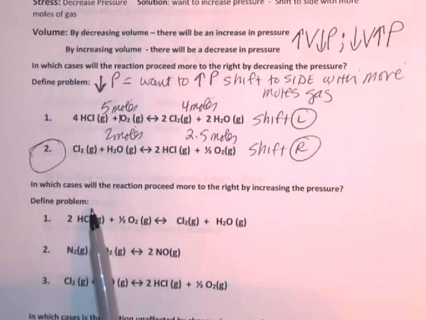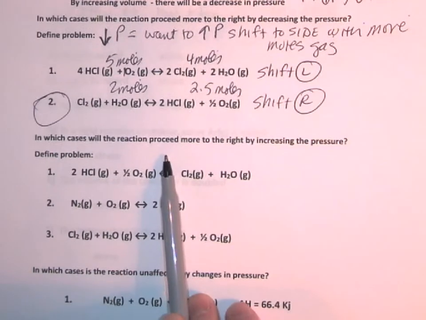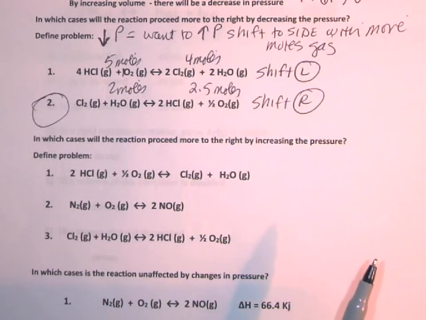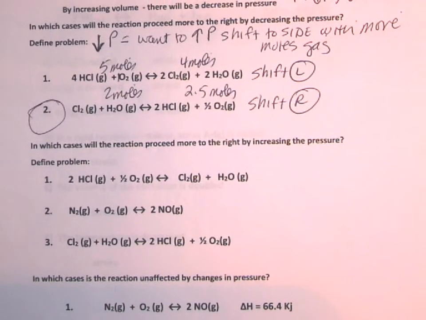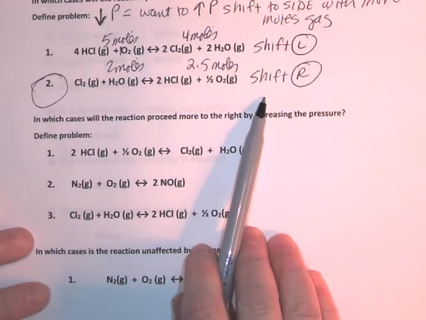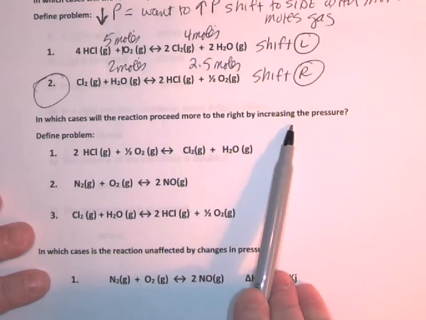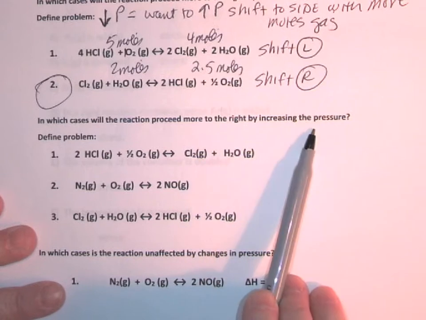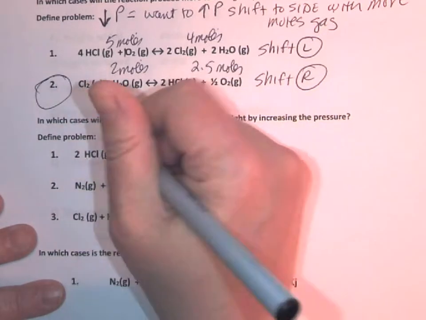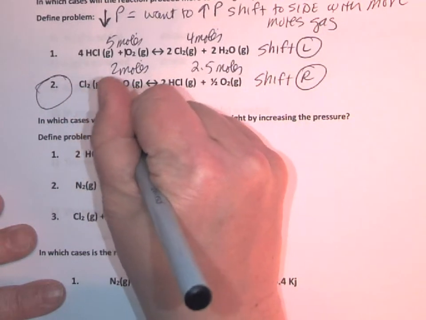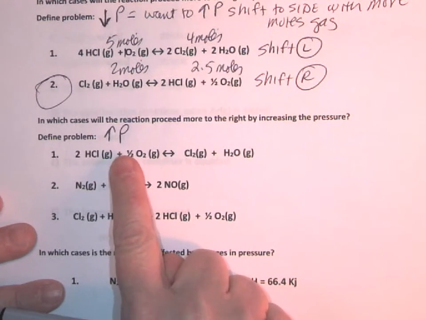All right, in which cases will the reaction proceed more to the right? I know these are all about proceeding to the right. They could say to the left, but for some reason, these examples are all to the right. Proceed to the right by increasing the pressure. I do this all the time when I'm doing pressure. I define it. So that's what I'm doing to it. I am stressing out the system by increasing the pressure.